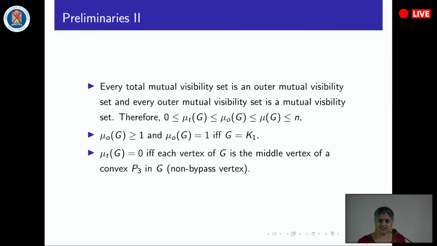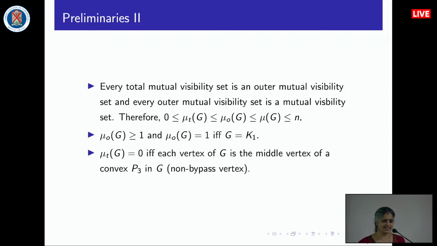And which graphs attain mu T equal to 0? The characterization is already done. That is what I just told. A graph G has mu T of G equal to 0 if and only if every vertex is the central vertex of a convex P3. And can anyone give an example of a graph for which every vertex is the central vertex? Will that ever happen? Yes, cycles.